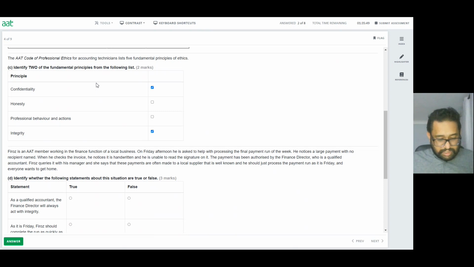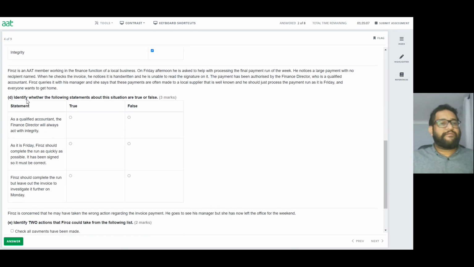Give me a second, please. Page number 168. You might remember it better than me, because I haven't taught this subject for a while. It is called integrity, objectivity, professional competence and due care, confidentiality, and professional behavior. So here the answer, professional behavior and actions, is not going to be part of the fundamental principles, because action is not counted as that; it's something that results from their professional behavior. So the answer is basically going to be confidentiality and integrity here.